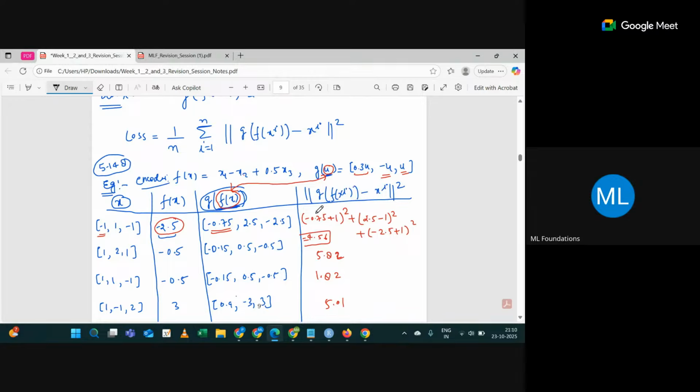In g of f of xi, how many values are there as inputs? 3, right? And within x, this is also 3, right? How will you subtract this vector from this vector? It's element wise, right? And this is norm square, so we have to do the square and then add. So it's minus 0.75 first element, minus 1. Understood? Got it.